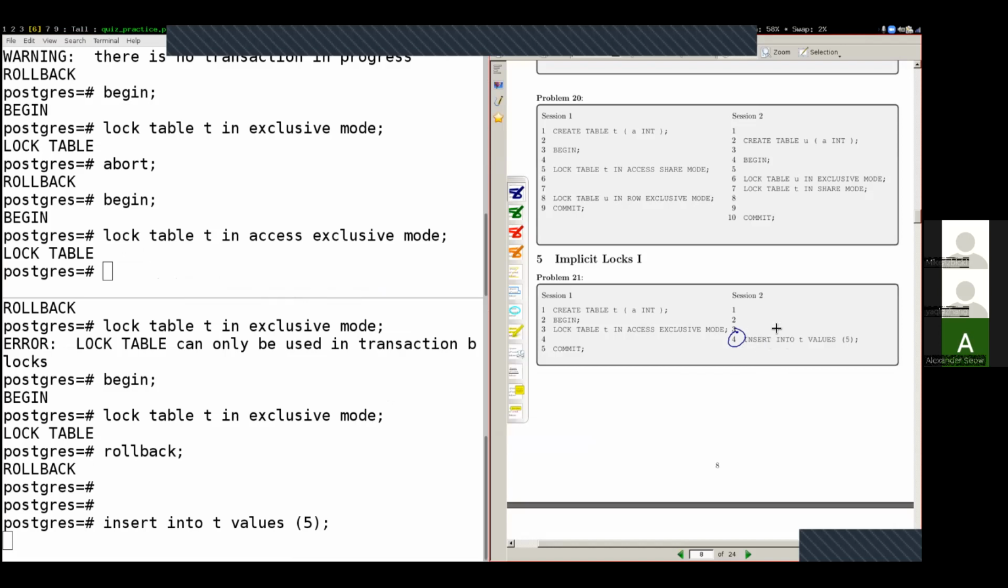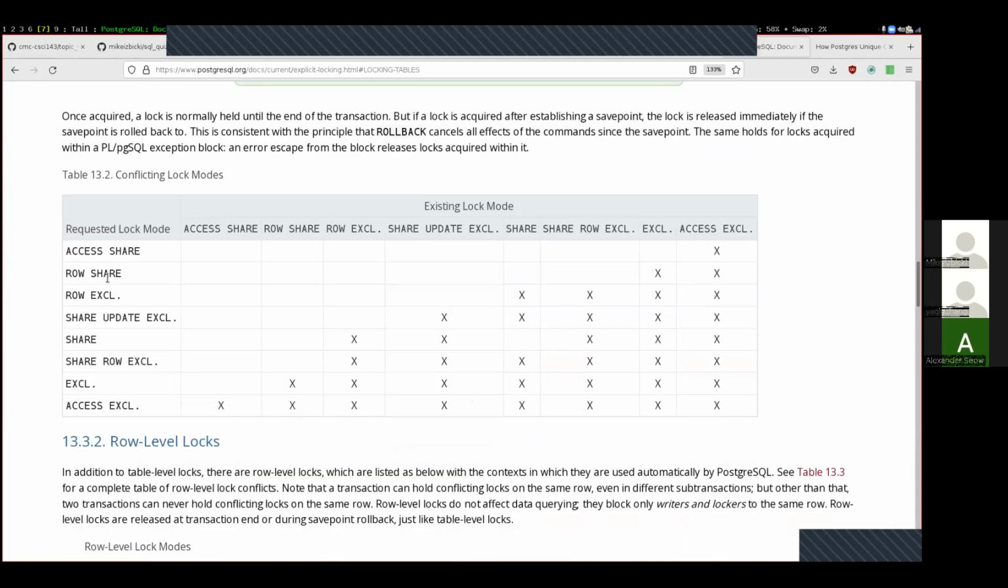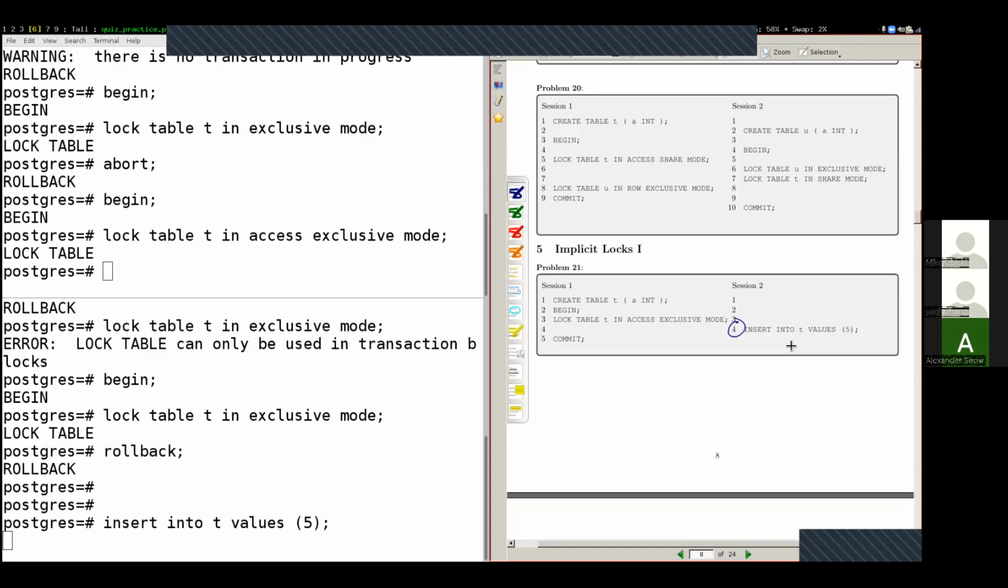Once you know that this is the lock level that's being acquired, that it's the row exclusive, then you come down to the table and look up row exclusive with the existing lock level, and that will tell you whether it blocks or doesn't block. In this case, we have an explicit lock on the left-hand side and an implicit lock on the right-hand side.